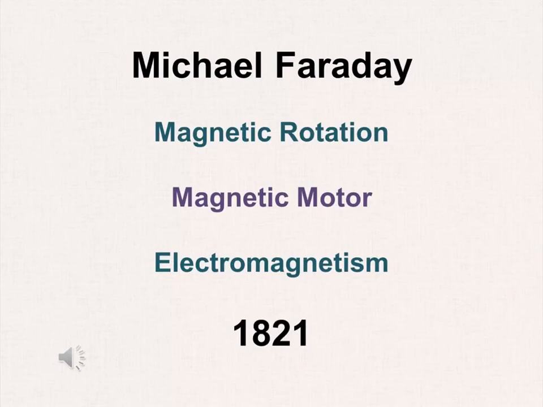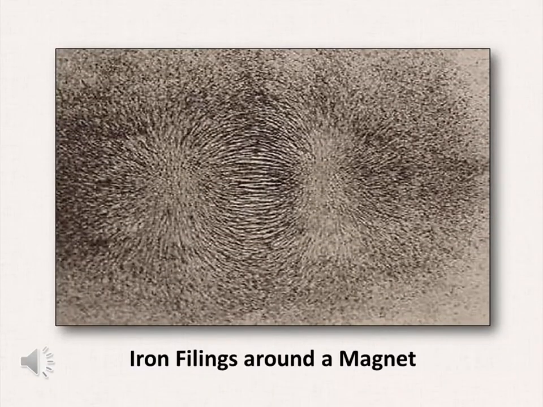Another example of how science was influencing art was Michael Faraday. He was one of the most prolific scientists of the 19th century, and is best known for his discoveries on electromagnetic induction, the electric motor, and electrolysis. This is an image of iron filings around a magnet. This kind of image would have been a revelation to Turner.